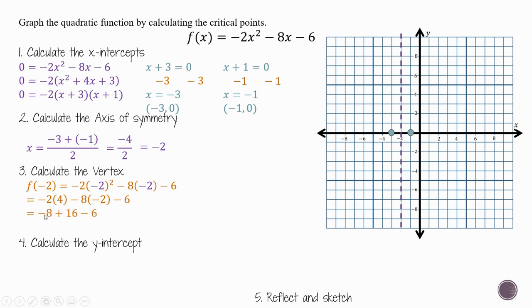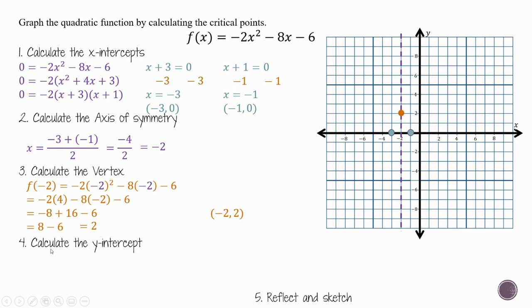Negative 2 times 4 gives us negative 8. And then negative 8 times negative 2 gives us positive 16. Then adding the three numbers together, negative 8 plus 16 is 8. Subtract 6 is 2. So then our vertex is negative 2, 2. We put in negative 2 for x, and we got out 2 for y. So we'll plot that point, negative 2, 2.